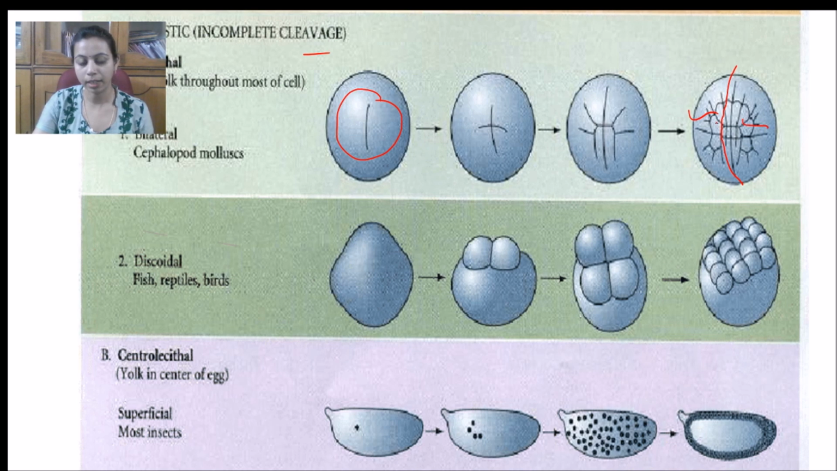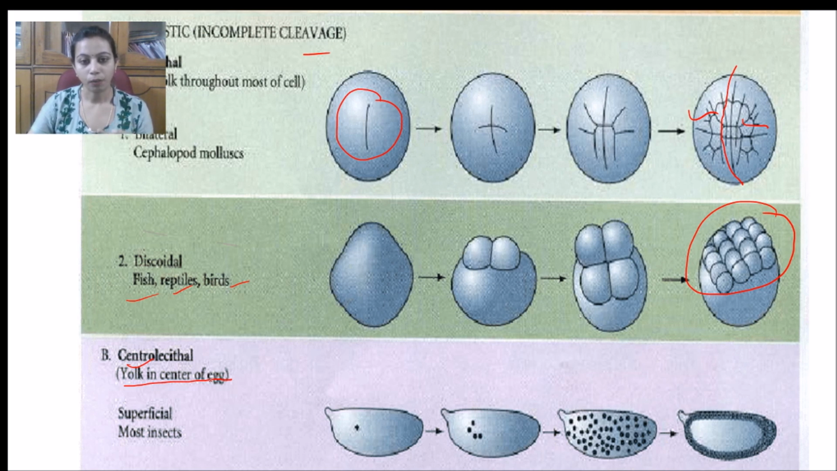So here also, just like the holoblastic cleavage, it will form a mirror copy of the two sides of the egg. Finally we come to the discoid type, which is present in fishes, reptiles and birds. Here a disc of cells is formed because of the division, that's why it is known as the discoid type of division. And finally our egg is centrolecithal, which means the yolk is present only at the center of the egg.